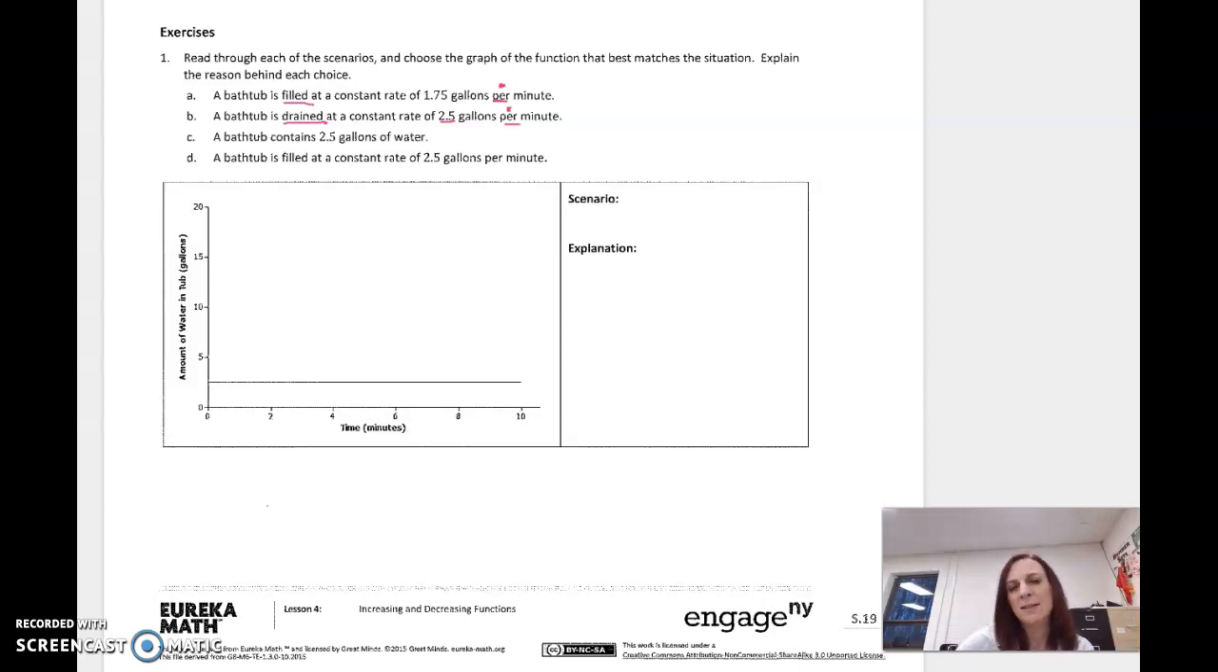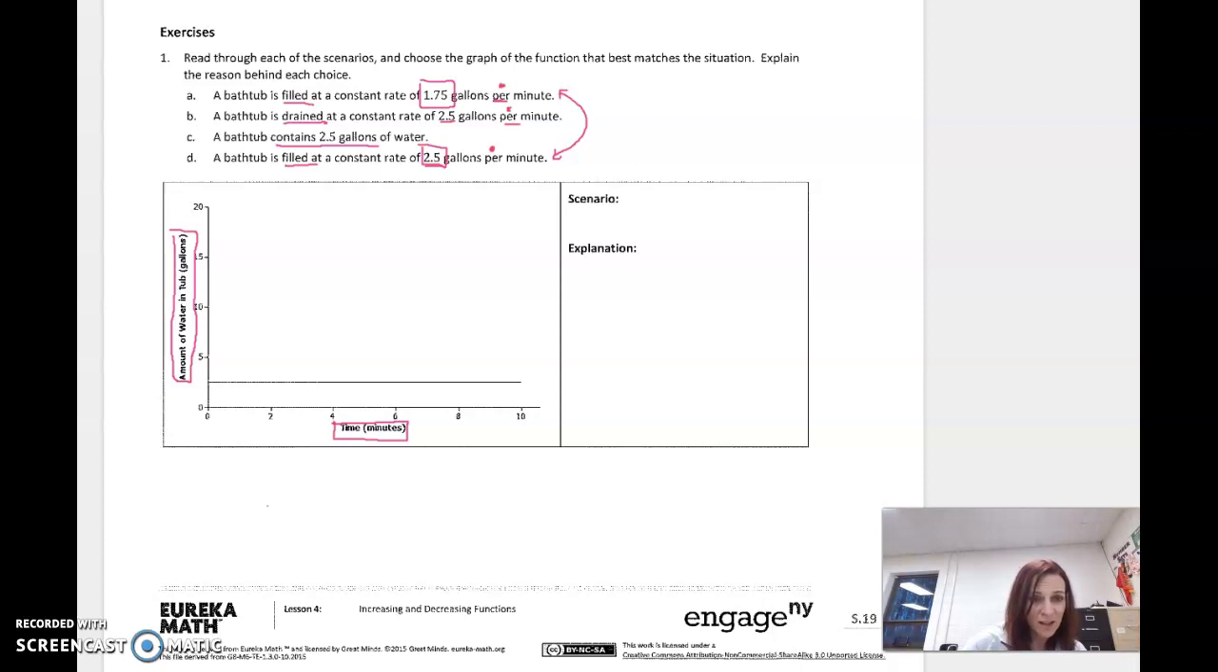How about a bathtub that just contains 2.5 gallons of water? Doesn't seem like anything's changing there. And a bathtub is filled at a constant rate, again filled, of 2.5 gallons per minute. Well, these two seem like they're the exact same thing, with the exception of their rate. They have a different rate. All right, so let's see what we can figure out. Always, always, always pay attention to your labels. We have time in minutes down here, and the y-axis represents how much water in gallons there is, okay?